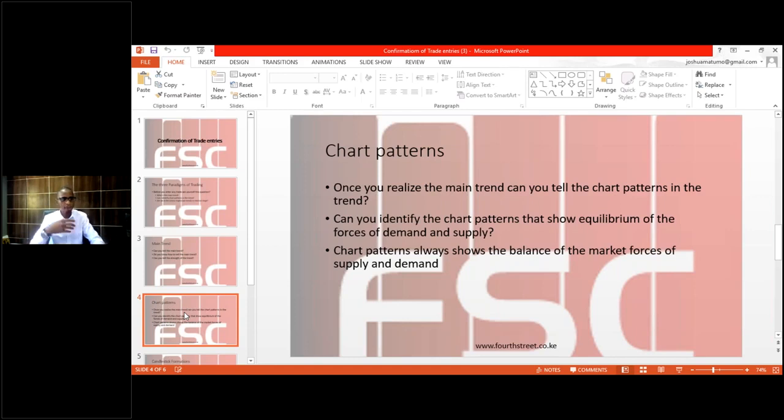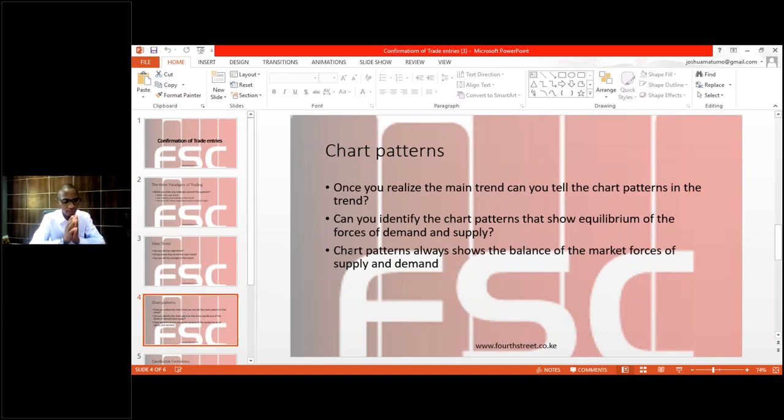Then, of course, the next point is chart patterns always show the balance of the market forces of supply and demand. If you have the skill to analyze chart patterns, you can interpret what they mean or imply in the markets. Then you understand where a certain currency pair that you're trading or analyzing stands as far as supply and demand is concerned. If the base currency has more demand, then we have a bullish trend, and vice versa.